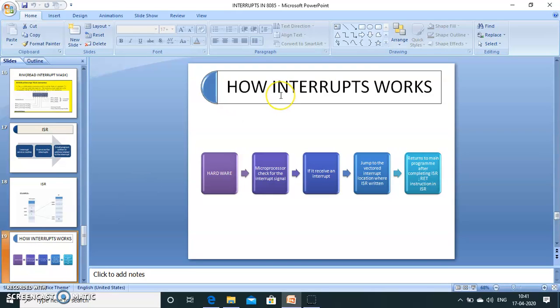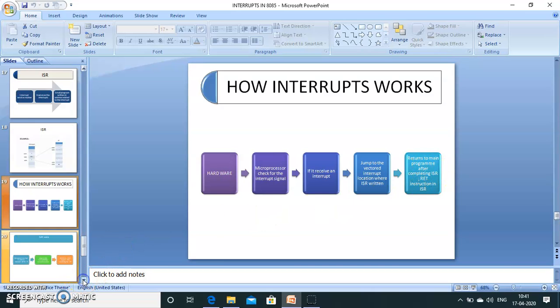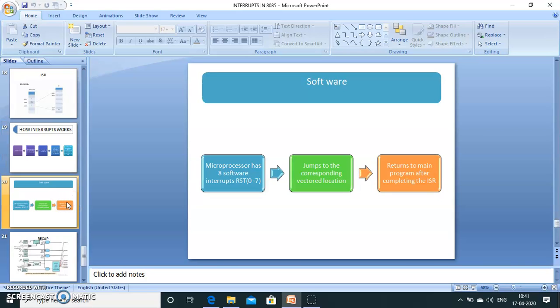The next section is how interrupts work. In the case of a hardware interrupt, the microprocessor checks for any interrupt signal. If an interrupt signal is received, the microprocessor jumps to the vectored interrupt location where the ISR is written and returns to the main program after completing the ISR. In the case of a software interrupt, the microprocessor has mainly 8 interrupts, RST0 to RST7, and it jumps to the corresponding vector location and returns to the main program after completing that ISR.